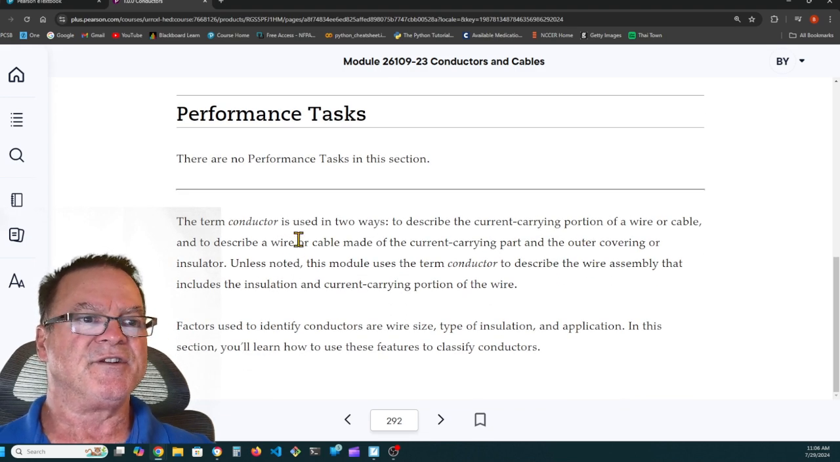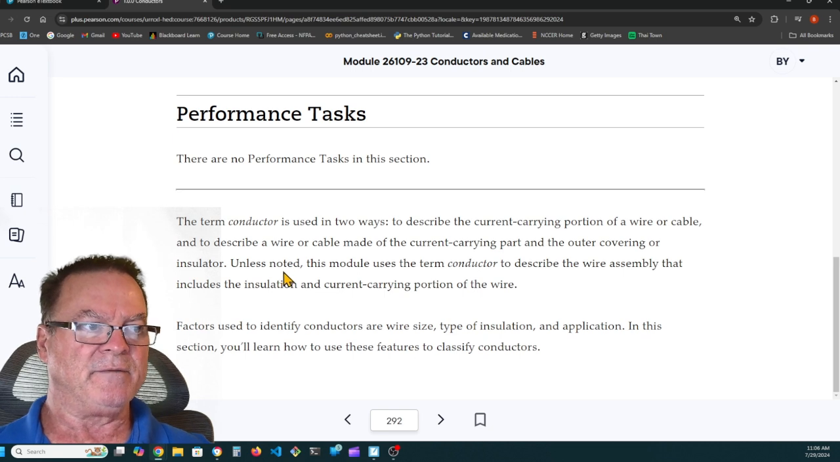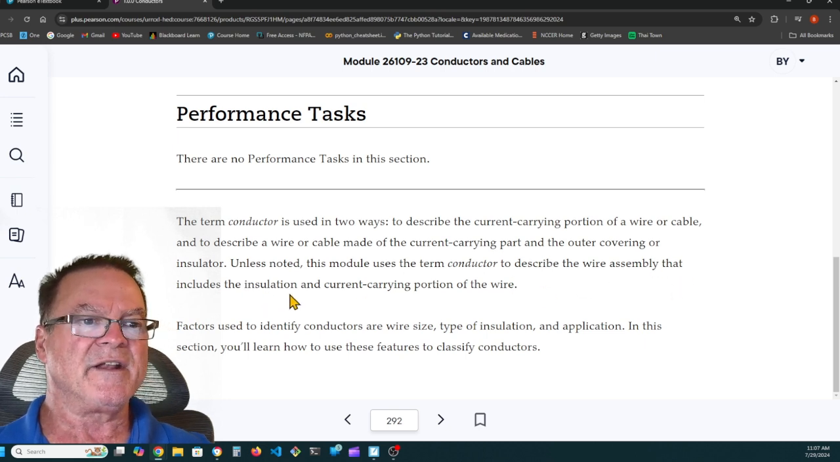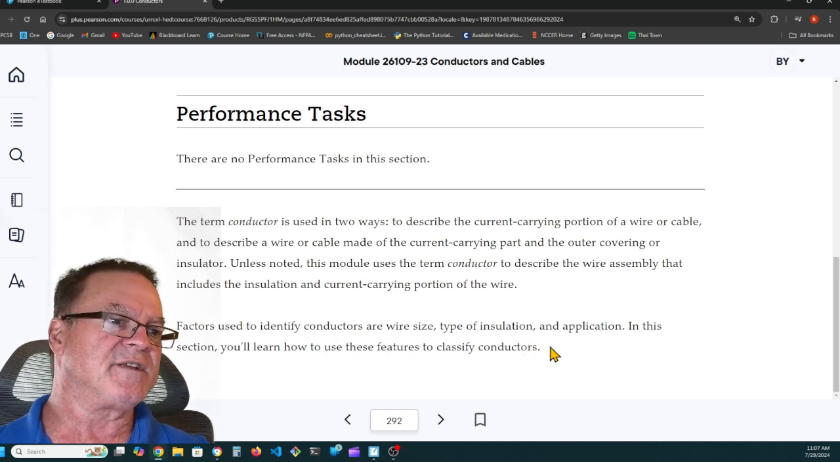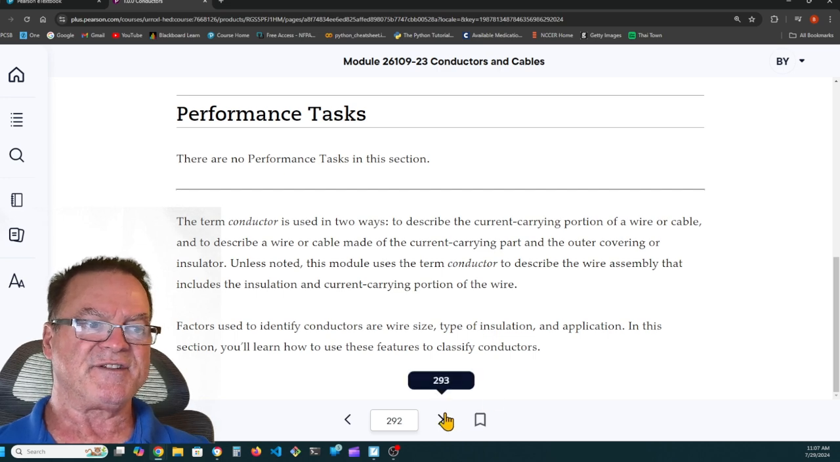It says the term conductor is used in two ways: to describe the current carrying portion of a wire or cable, and to describe a wire or cable made of the current carrying part and the outer covering or insulator. Unless noted, this module uses the term conductor to describe the wire assembly that includes the insulation and current carrying portion of the wire. Factors used to identify conductors are wire size, type of insulation, and application. In this section, you'll learn how to use these features to classify conductors.